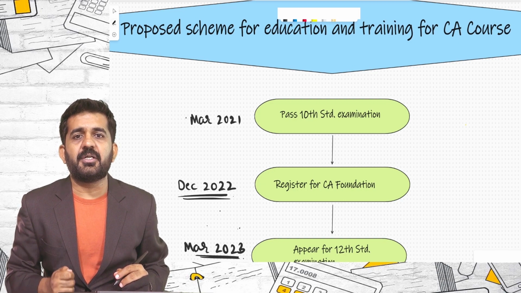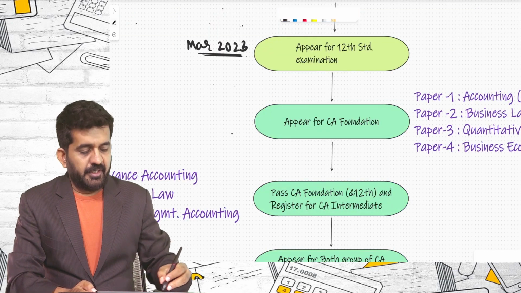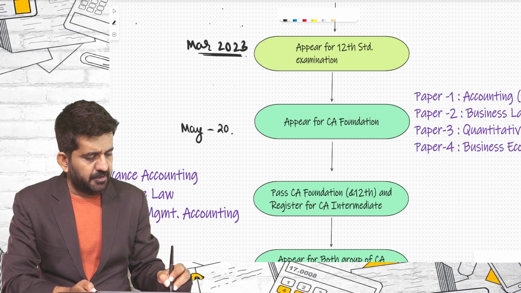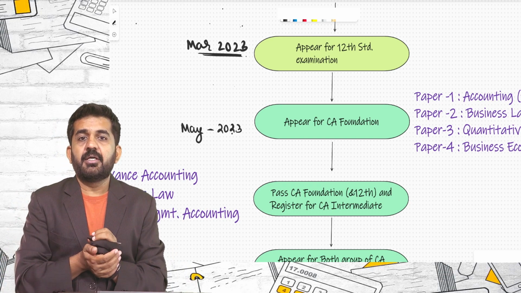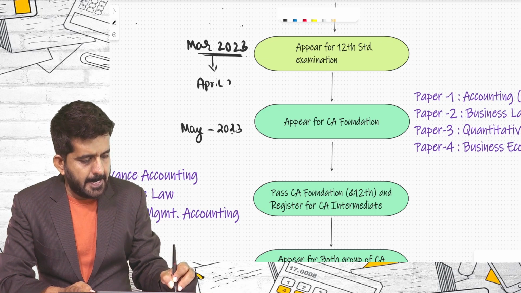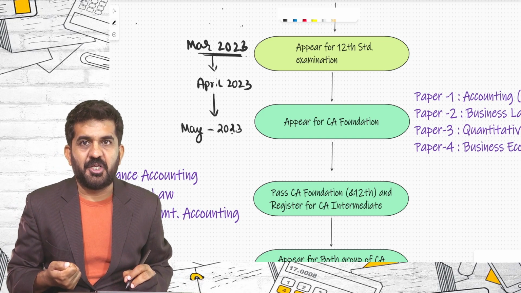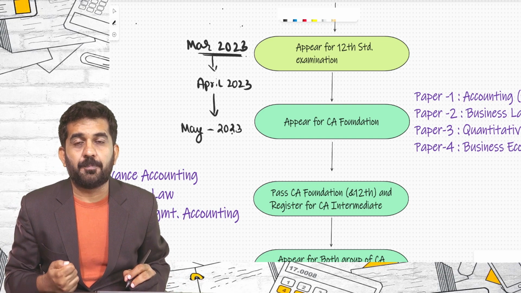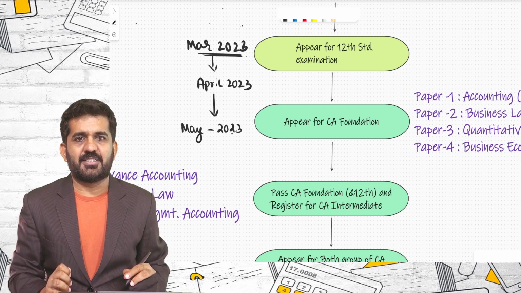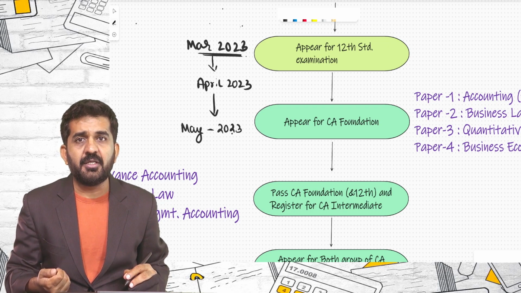Once he has appeared in 12th standard examination in March 2023, he or she may appear in foundation examination in May 2023. That is just after 1 month. He or she may appear in CA Foundation. For that, student will have to prepare for CA Foundation along with 11th and 12th standard examination. Let us understand which are the subjects which will be covered in CA Foundation.